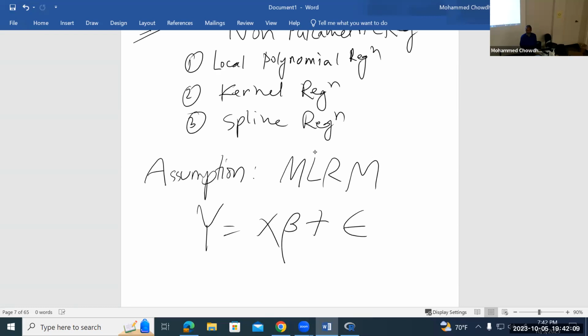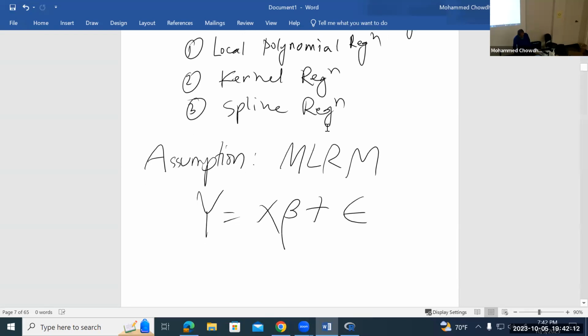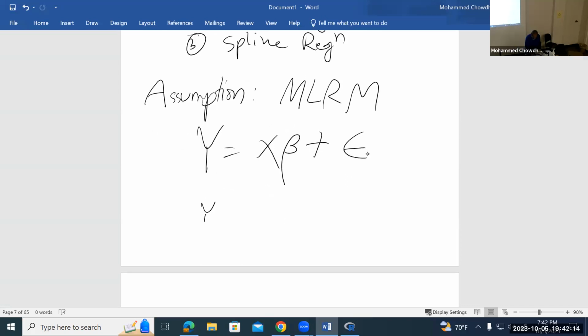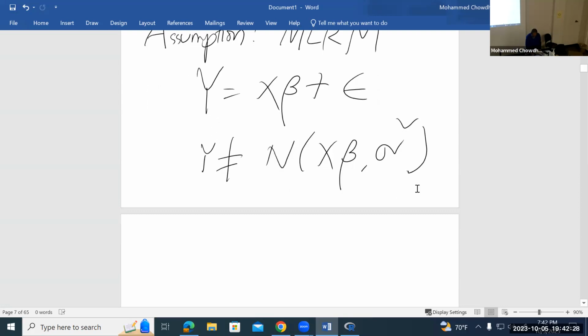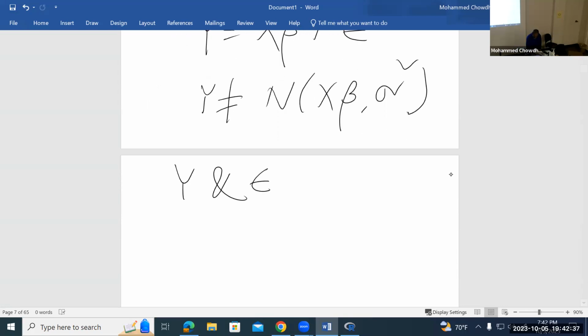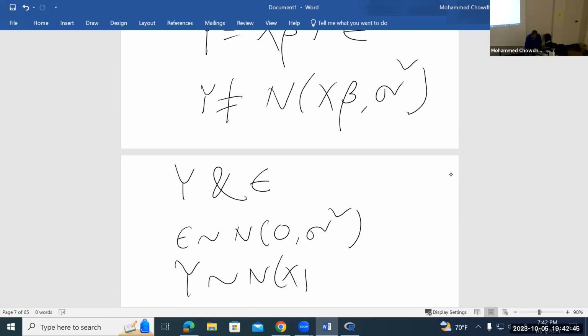Normality assumption. If y does not follow a normal distribution with mean x beta and variance sigma square, then you cannot use these things. Okay, normality assumptions. What is the difference between y and epsilon? Their difference is in the location. How? Epsilon has a normal distribution with zero mean and variance sigma square. y also has a normal distribution, but with mean x beta and variance sigma square.